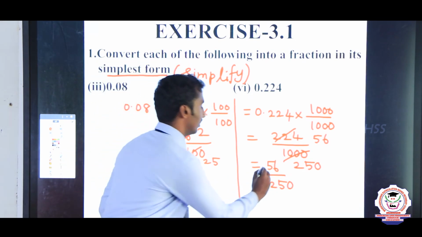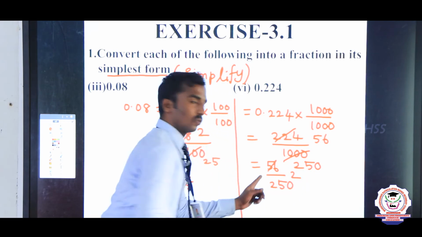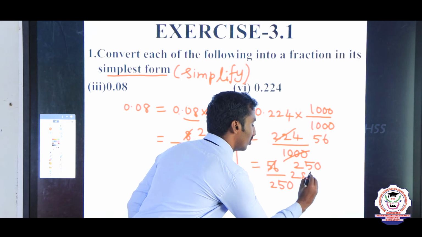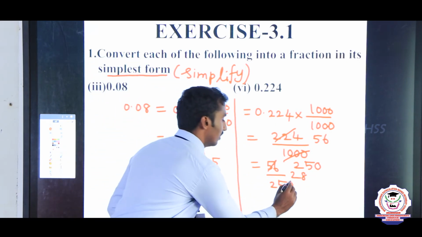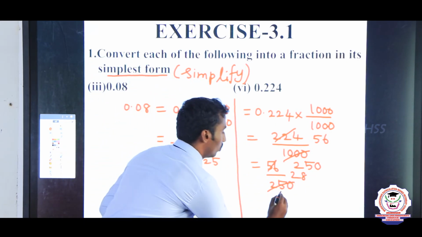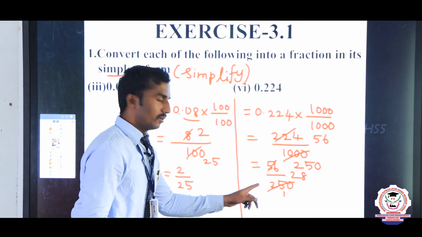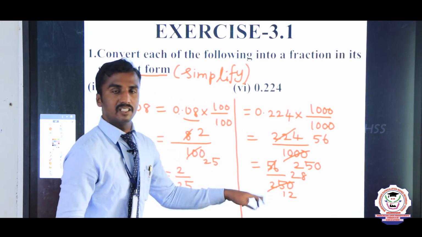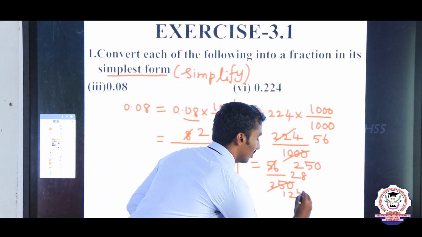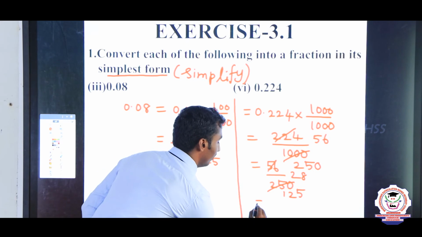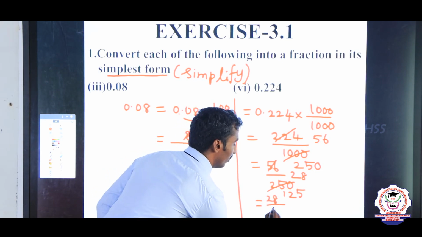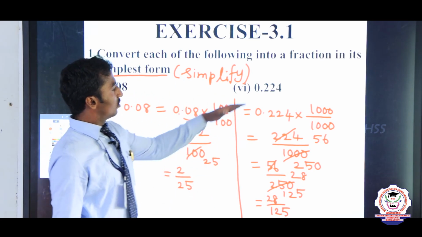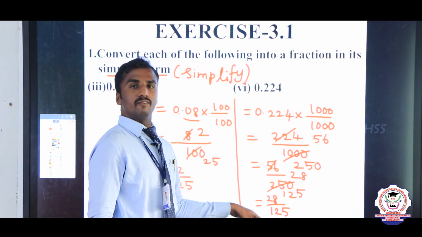Next one, 2 table. 2 2s are 4, remaining 1, 16. 2 8s are 16. Denominator: 2 1s are 2, remaining 0, 5. 2 2s are 4, remaining 1, 0. 2 5s are 10. So finally we get 28 divided by 125. 28 divided by 125. So decimal value converting into fraction.